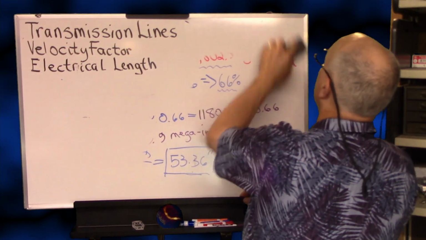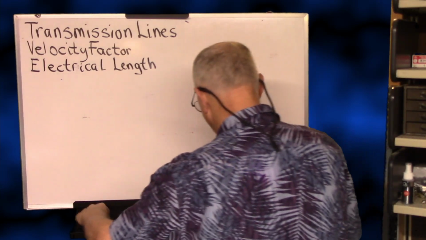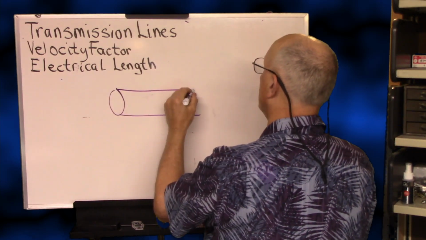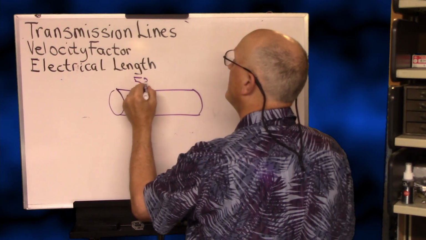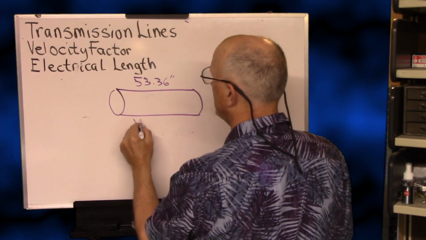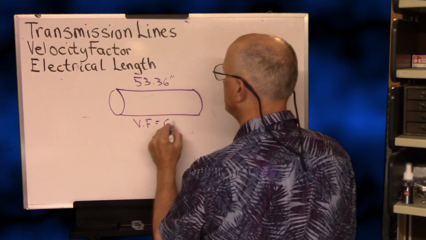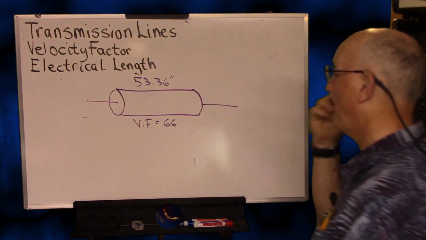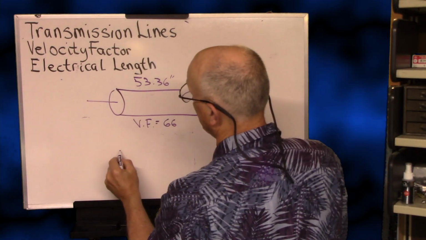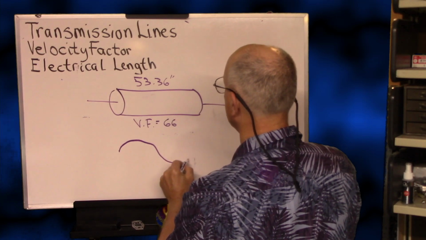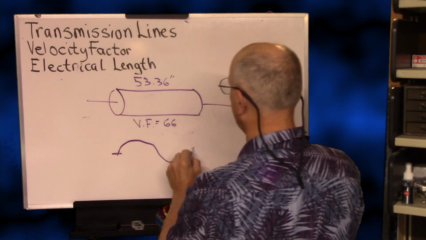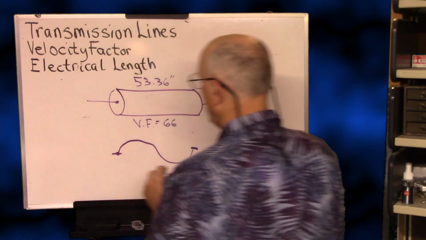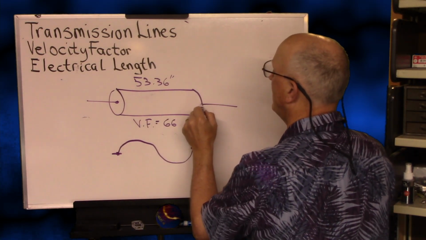Well, that's a good question. What that means is that if we have this piece of coax here, and it is 53.36 inches long, it has a velocity factor of 66, and we have a signal going in this side and a signal coming out this side, what we see is the signal, because it's electrically one wavelength long, that means that this signal going in here is in phase with the signal coming out here.